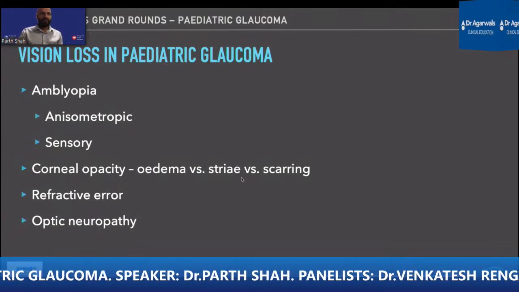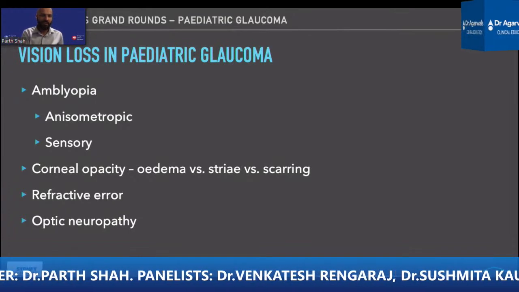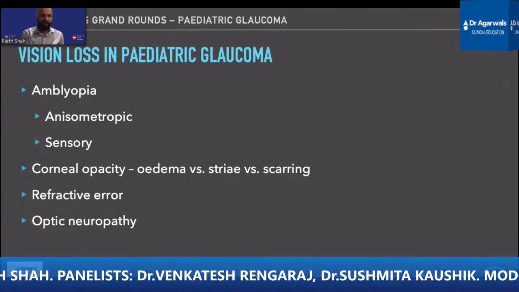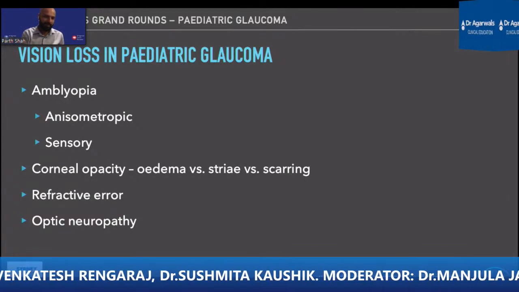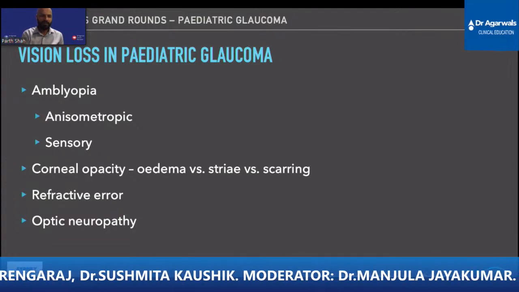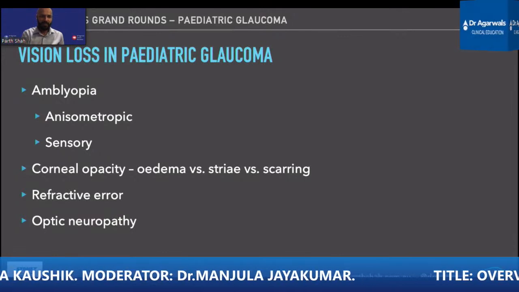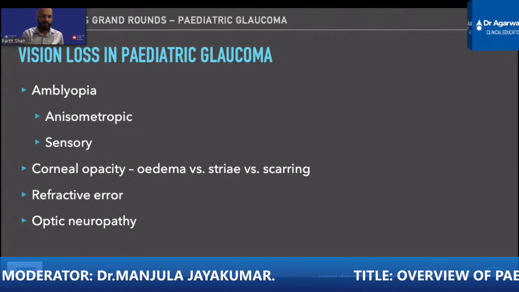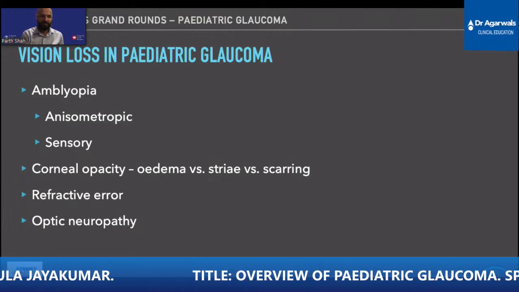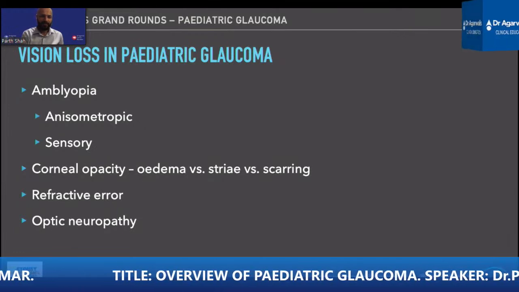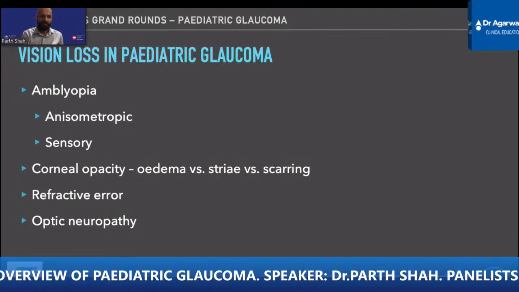So finally, talking about the child as a whole, remembering that pediatric glaucoma is associated with amblyopia. And this may be anisometropic, so the eye with the worst glaucoma will be more myopic. There is also sensory deprivation, which can be either from the corneal opacity or associated cataract. And the corneal opacity can be either edema, Haab's striae, especially Haab's striae going across the visual axis, and later stromal scarring can occur.